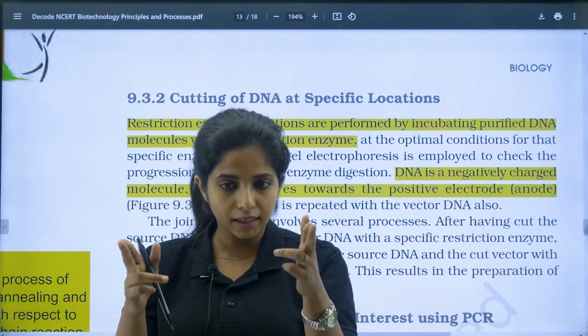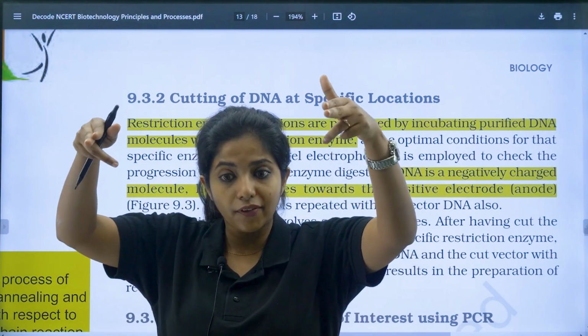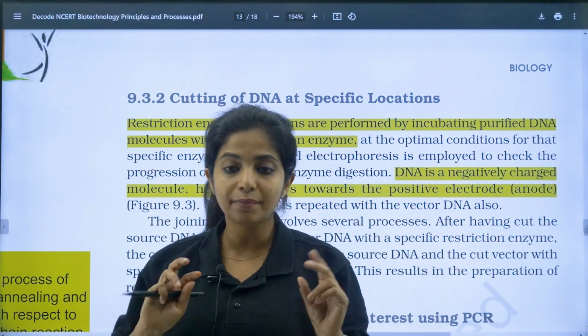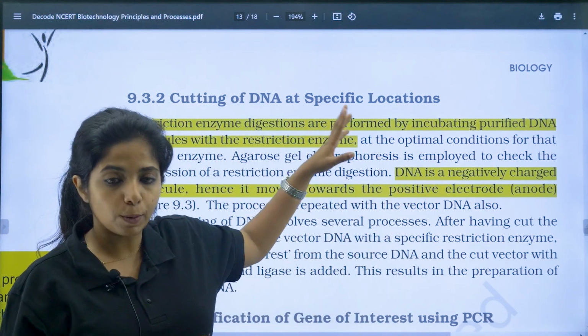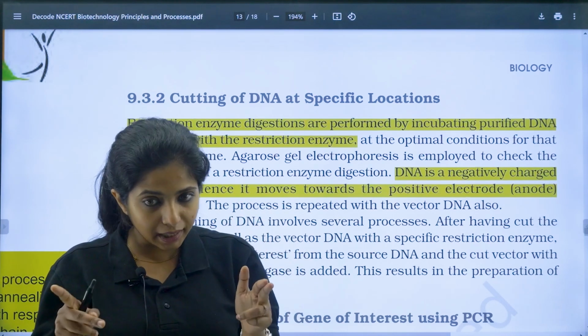Listen to me carefully. We cut the DNA, the gene of interest we have cut, and also we have cut the vector, where this particular gene has to be inserted, with the same enzyme. That is done in cutting of DNA at specific location. So, isolation is first done, then you have to cut the DNA at specific location.